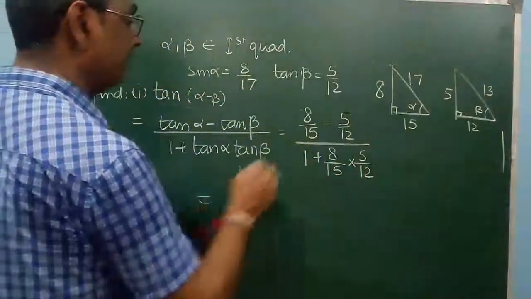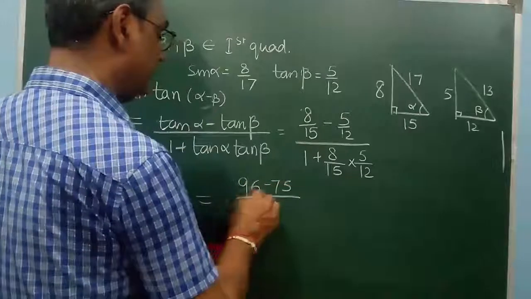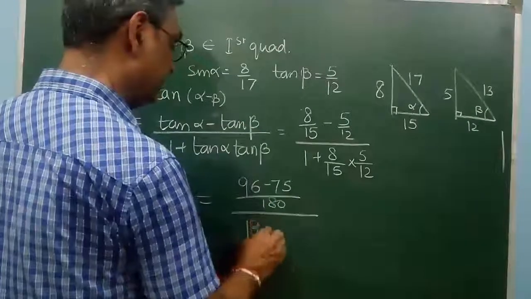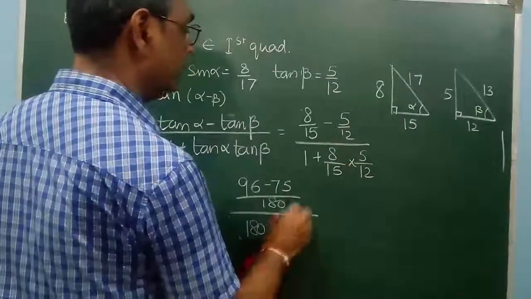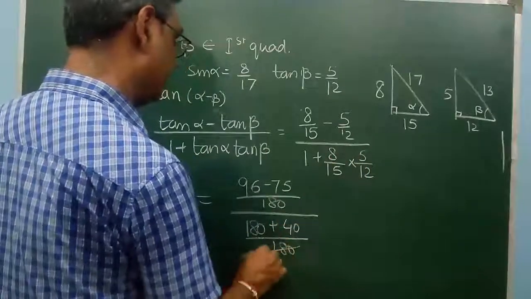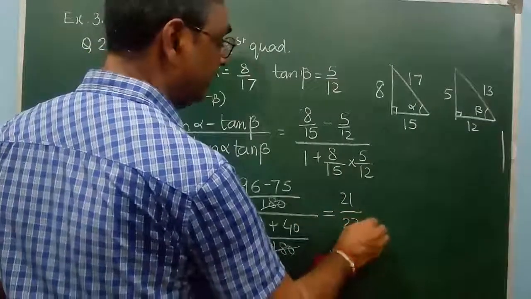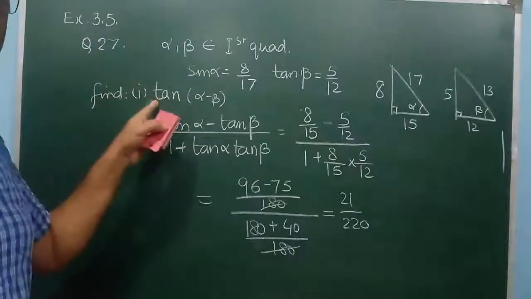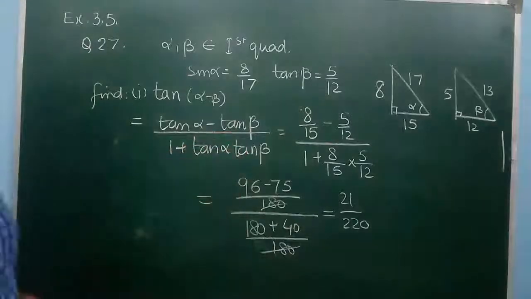How much will it be? 12 8s are 96 minus 75 upon 180, plus how much? We can have it here 40 by 180. Here it will be 21 by 220. Or see, here we had found the value of sin(alpha minus beta) and cos(alpha minus beta). From there also we can find the value, or we can use the formula.